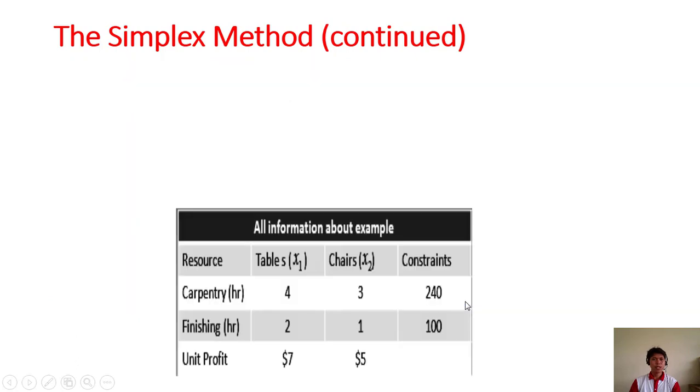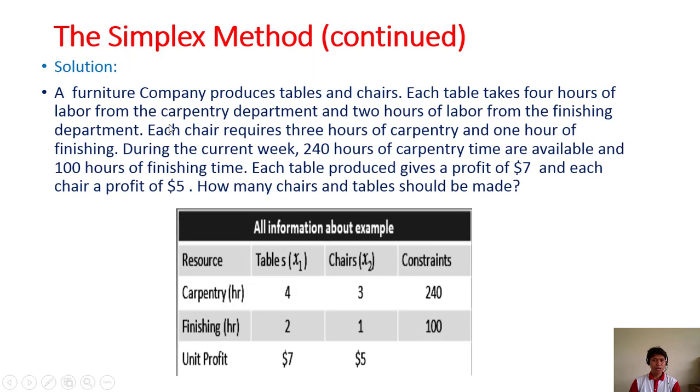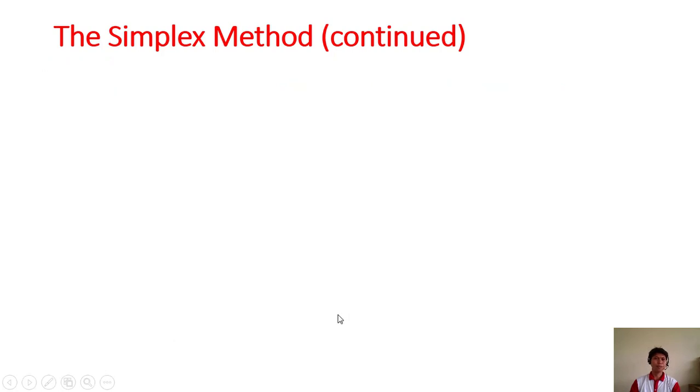Okay, so for the solution to this problem, all information about the example, we have the resource table: tables x sub 1 and chairs x sub 2, and the constraints. We have the carpentry 4 hours, for the chairs 3 hours, and the constraint is 240. And then for the finishing, we have 2 hours, for x sub 2 it is 1 and the constraint is 100, and the unit profit is $7 for the tables and $5 for the chairs.